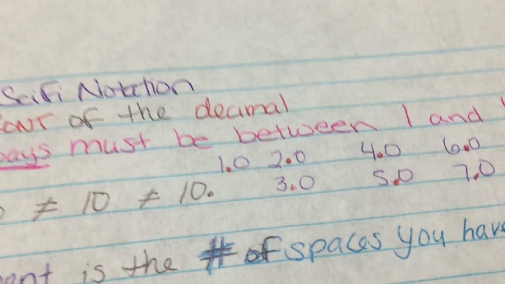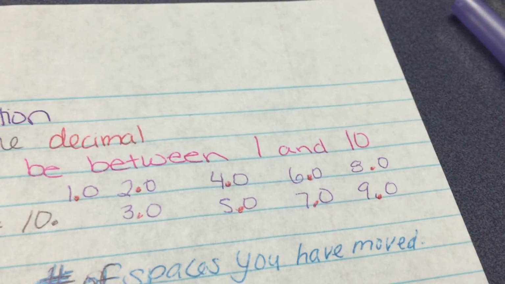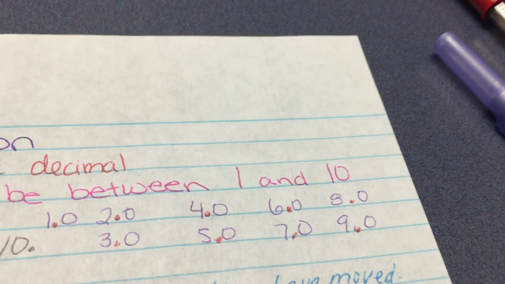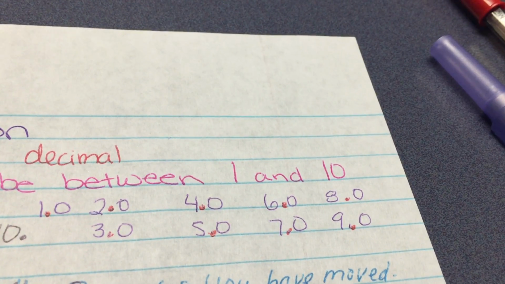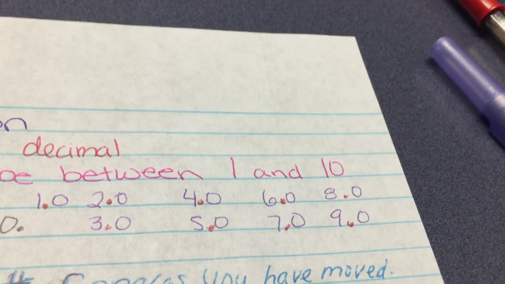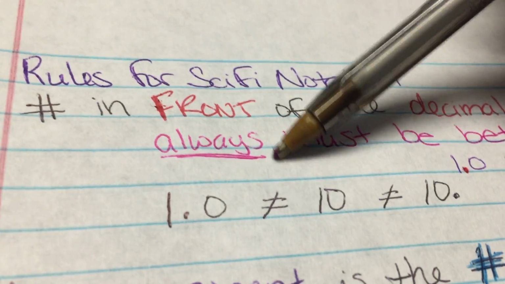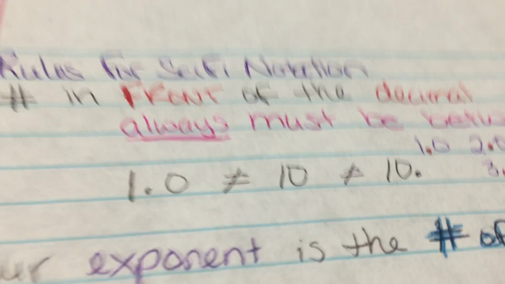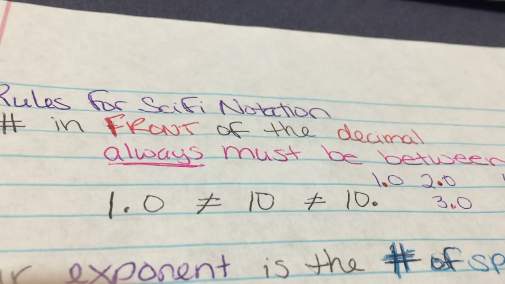So that includes 1.0, 2.0, 3.0, 4.0, 5.0, 6.0, 7.0, 8.0, 9.0. Those are all acceptable. You will never put a number in front of the decimal that is not one of these numbers. Just important to note that 1.0 is not the same as 10. This symbol means not equal. So 1.0 does not equal 10, and that applies with all numbers.